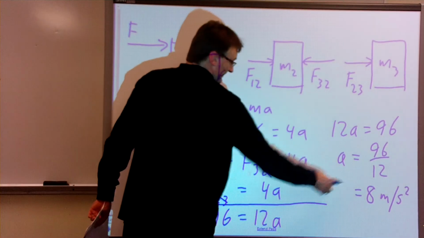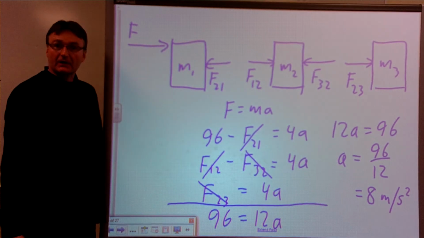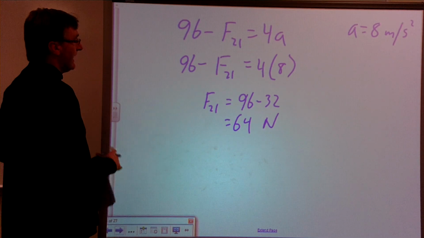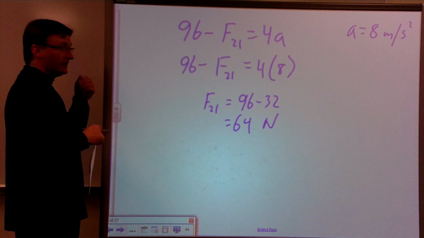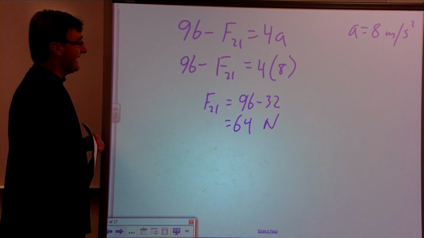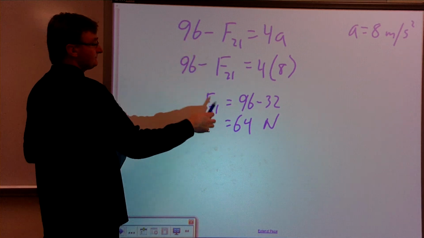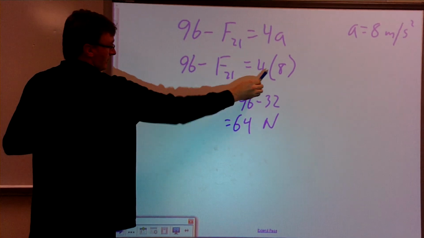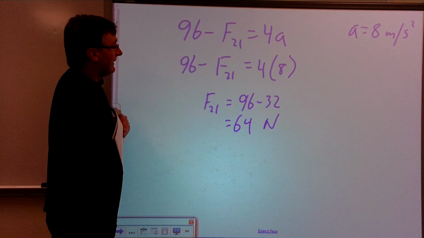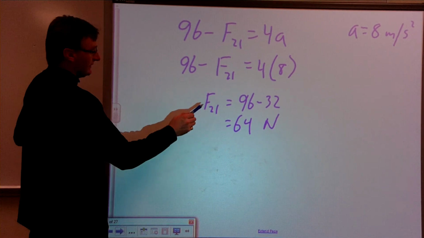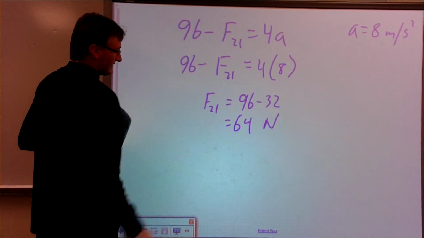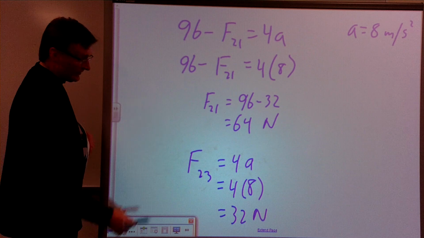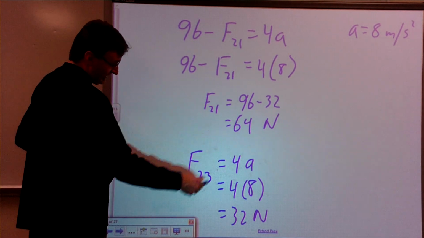So 12a equals 96, and then a is 8 meters per second squared. So each of the masses is accelerating at 8 meters per second squared. Now we want to find the tension, or sorry, the force, the contact force between each of the masses. And that's easy to do. We just go back to a couple of the other equations that we had. This was one of them here. You work it through, and you get the force of 2 on 1 is 96 minus 32, which is 64 newtons.